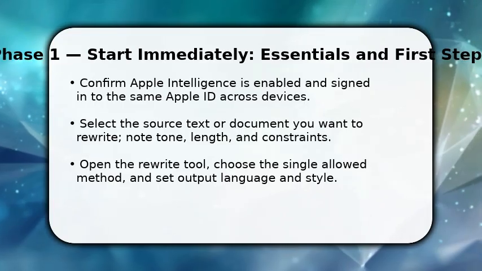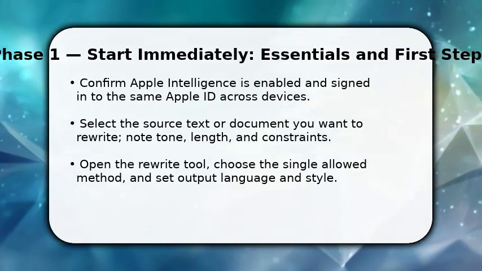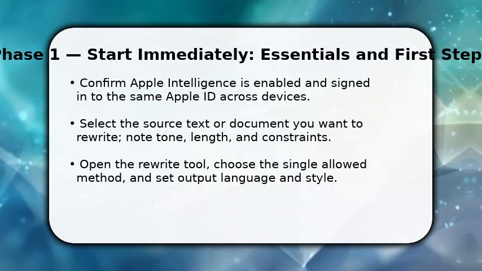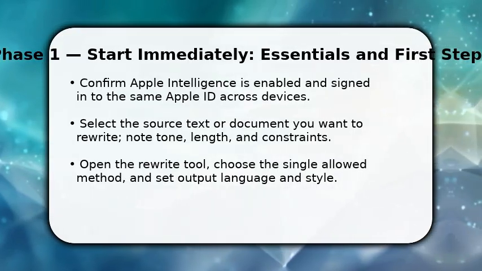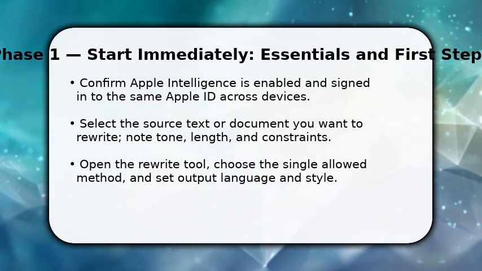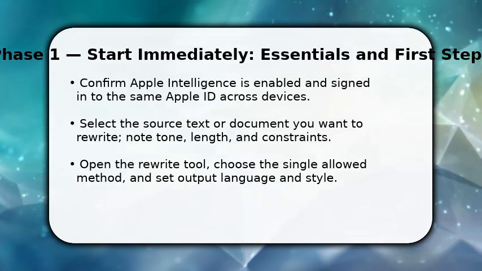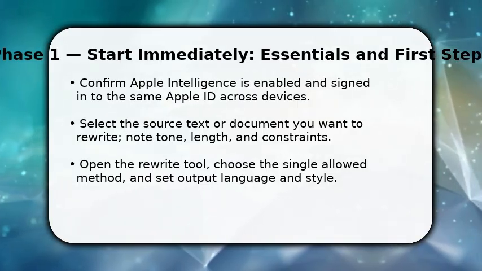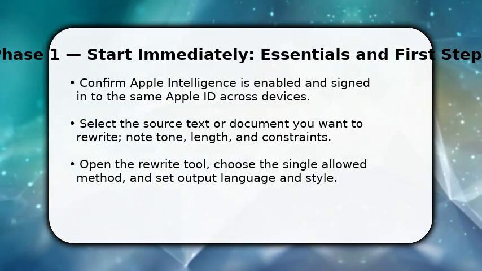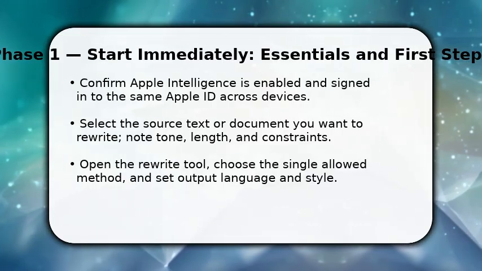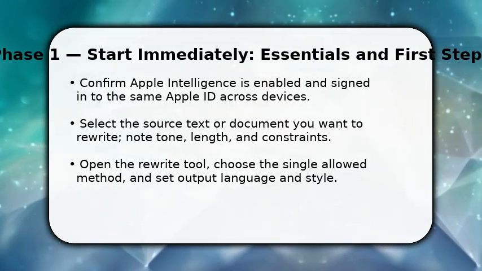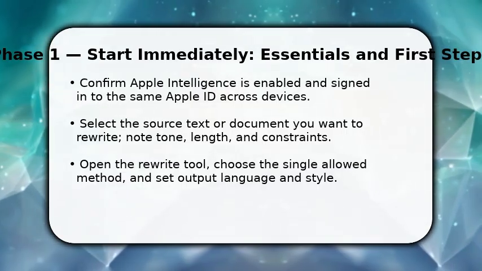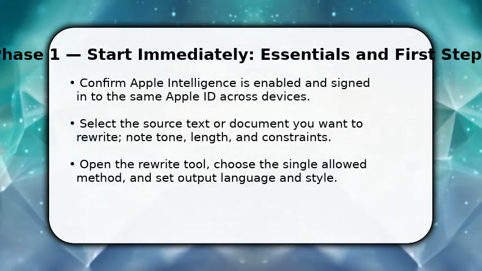You begin by preparing the content and intent. You must enable Apple Intelligence and sign in. Once done, select the exact source text you will rewrite and identify the tone and length constraints so the system knows your goal. Next, open the rewrite interface and choose the only permitted rewrite method. Do not switch modes. Make sure to set language and stylistic presets before processing. This first action gets the engine primed with context, which is critical for accurate, coherent output.